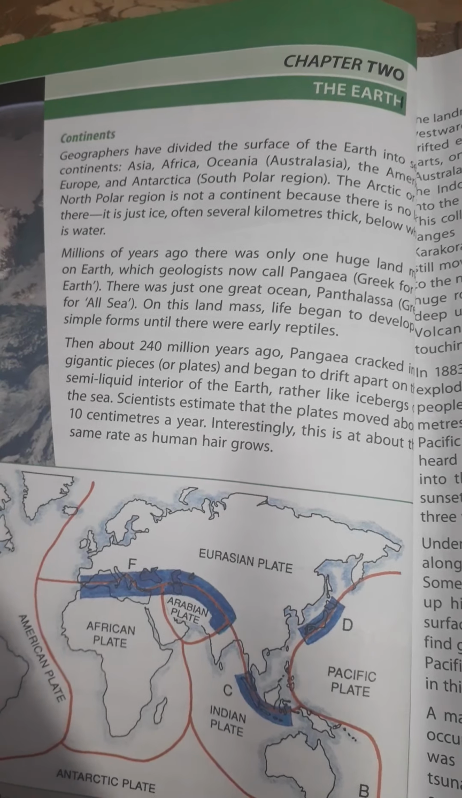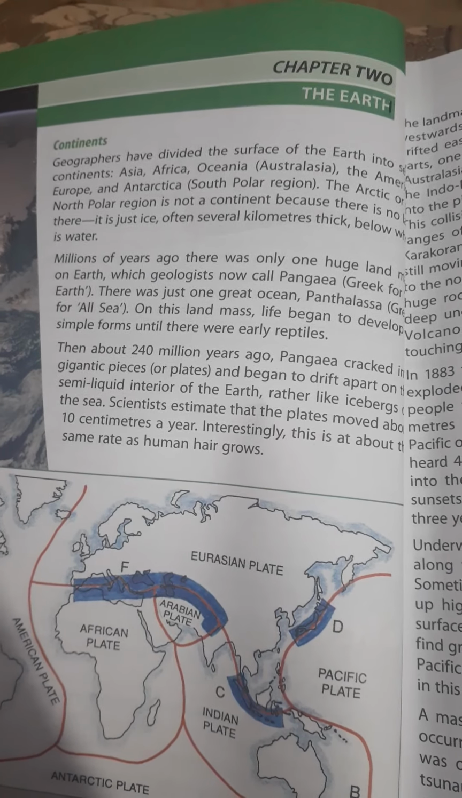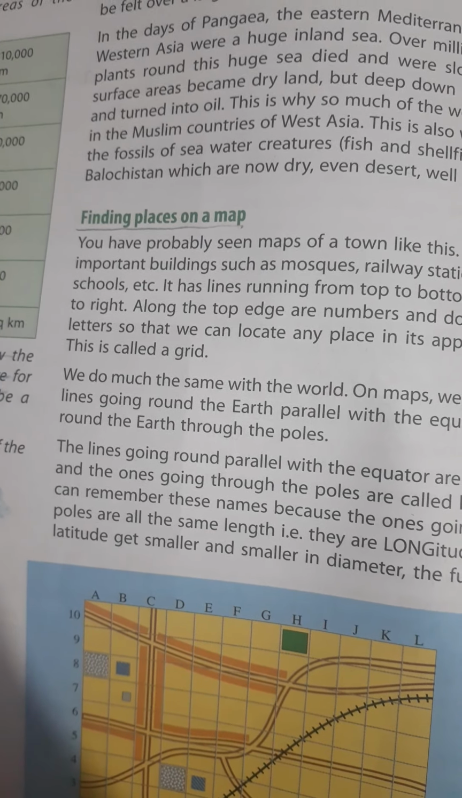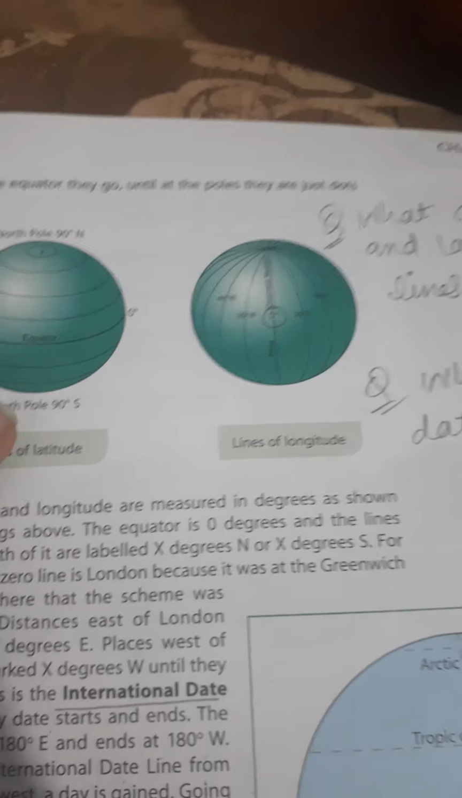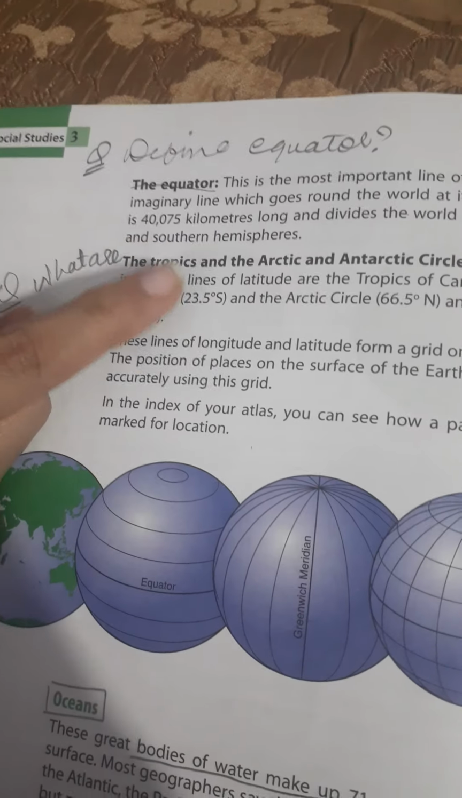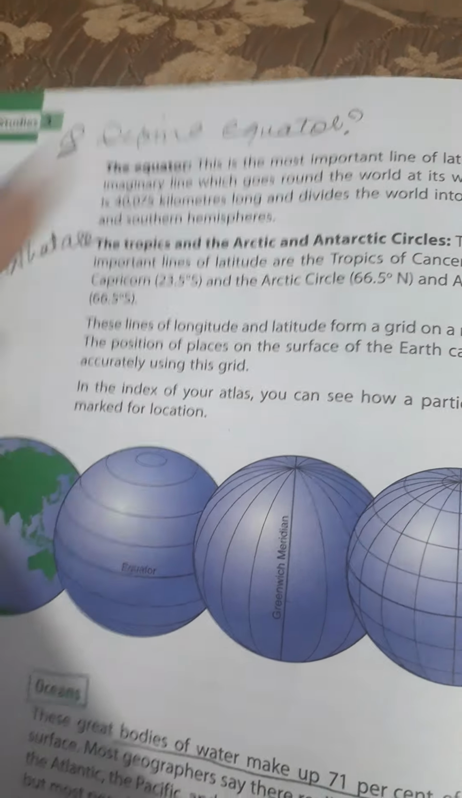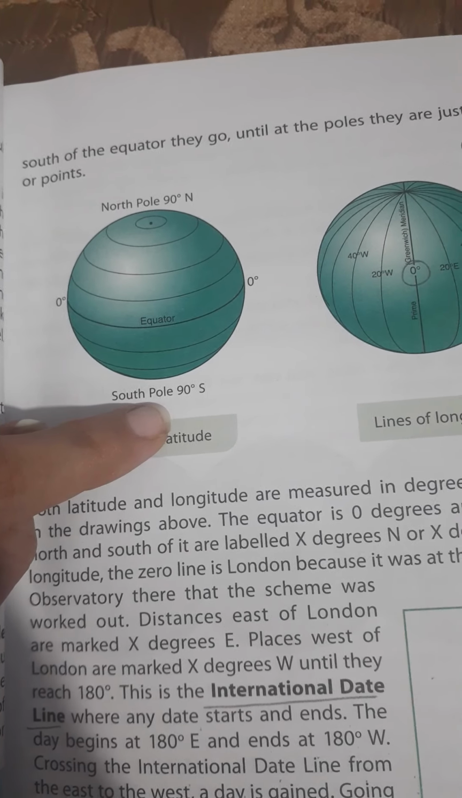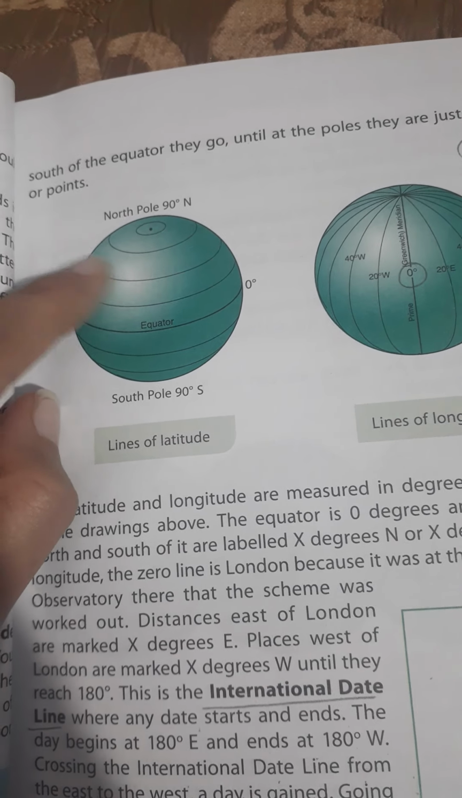Okay, we have already learned about the continents. Today we will learn about finding places on a map, how we study a map. We study a map by using some keys, by following the lines of latitude, lines of longitude, and by the equator, the tropic, and the Arctic and Antarctic circles.